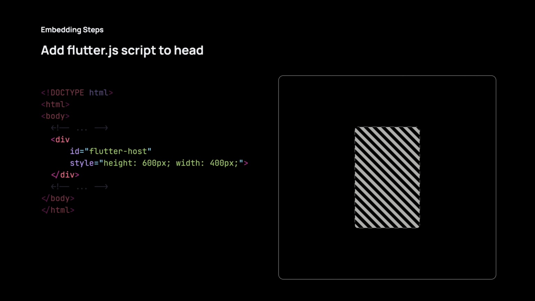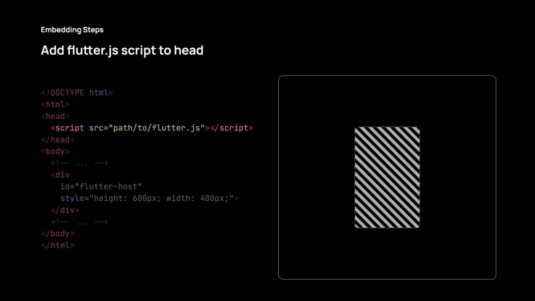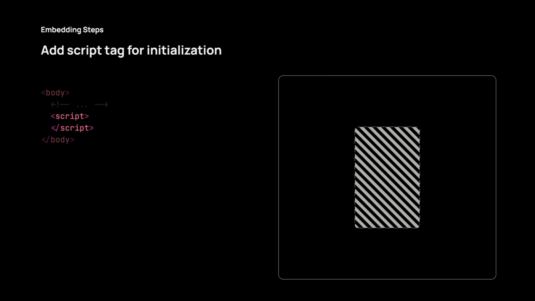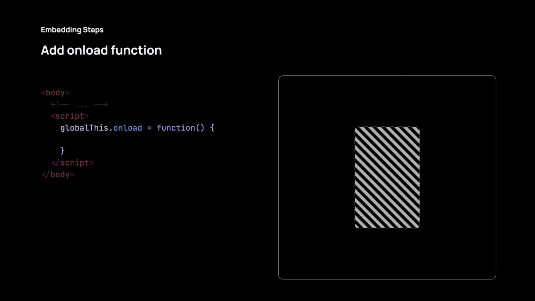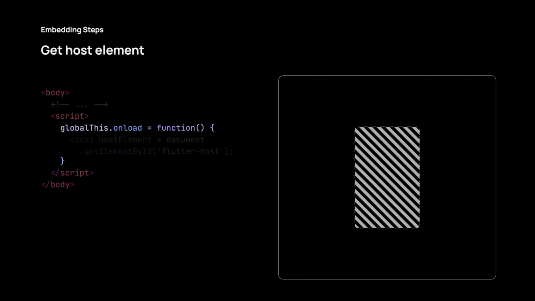The next step is to add the flutter.js script in between the head tags of the HTML file. Now, this script will provide the Flutter object which will be needed in the JavaScript. And then we'll add the script in the body of the web page. And in that script, we can add an onload function. And in the onload function, you get the host element using the ID.